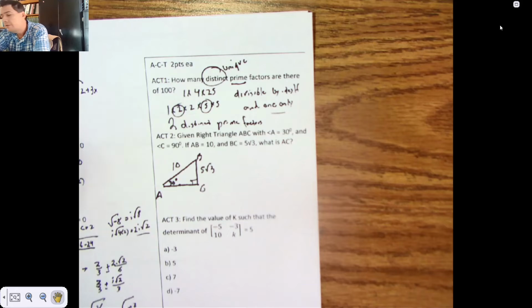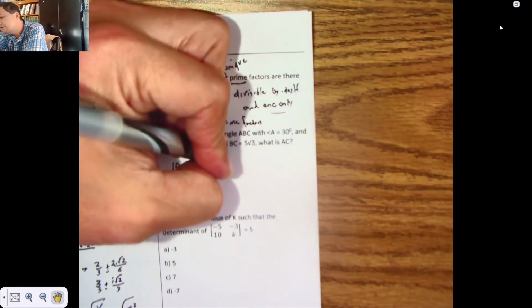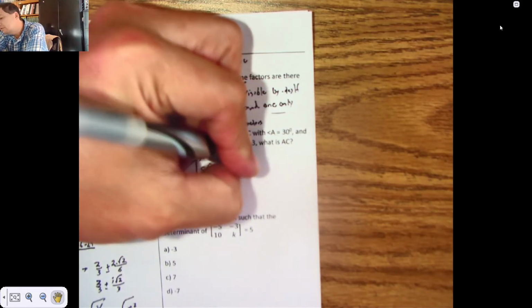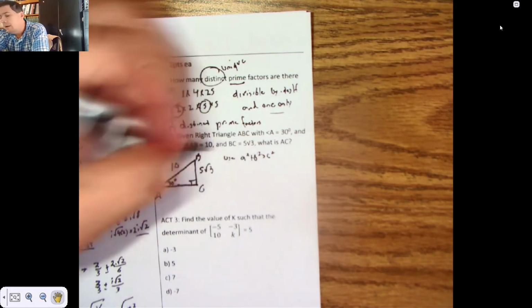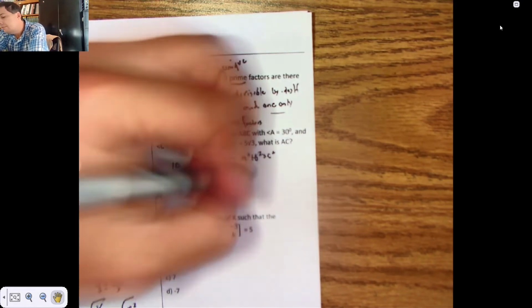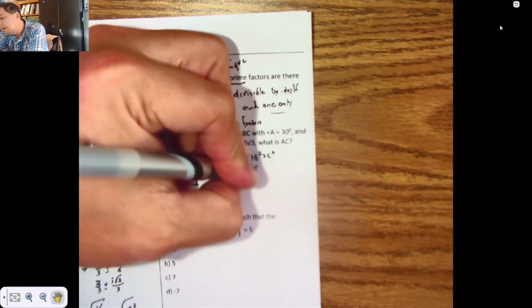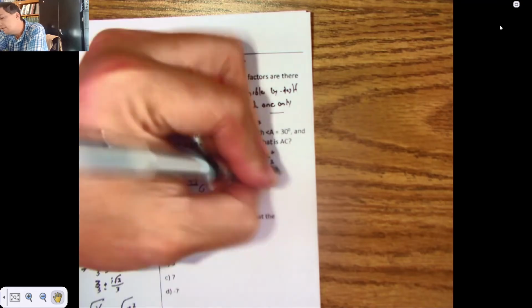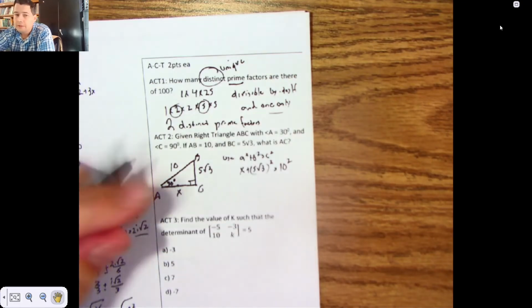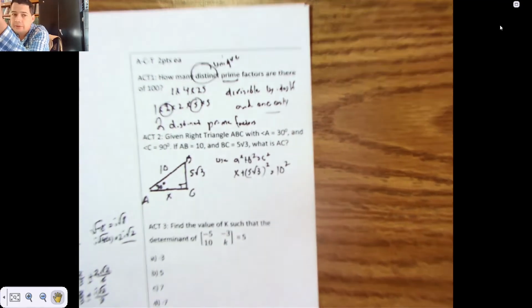All right, the first way is to use A squared plus B squared equals C squared. That's the first way. We'll just call this little piece X. X squared plus 5 root 3 squared is 10 squared. And it's going to be hard for some of y'all, because some of y'all just can't do numbers.